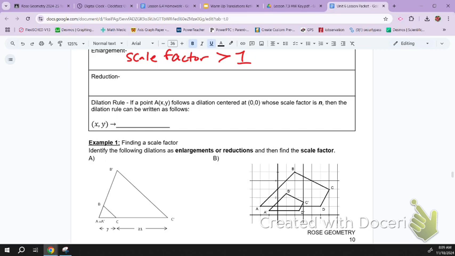A reduction is when the scale factor is less than 1. And we usually say between 0 and 1. We will not have a negative scale factor.